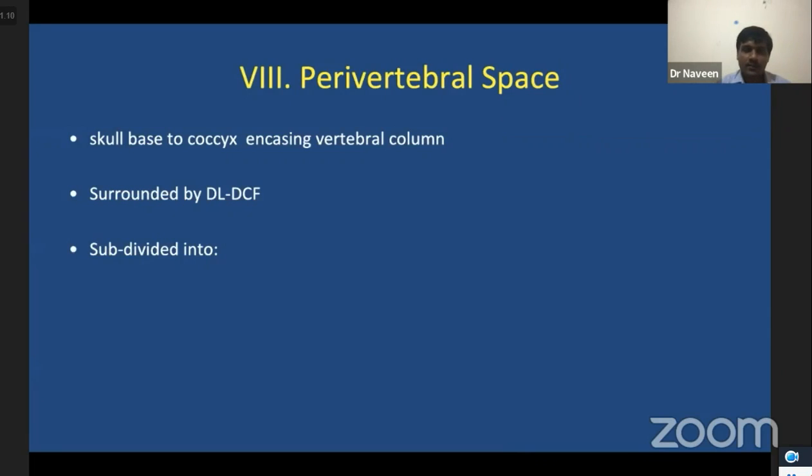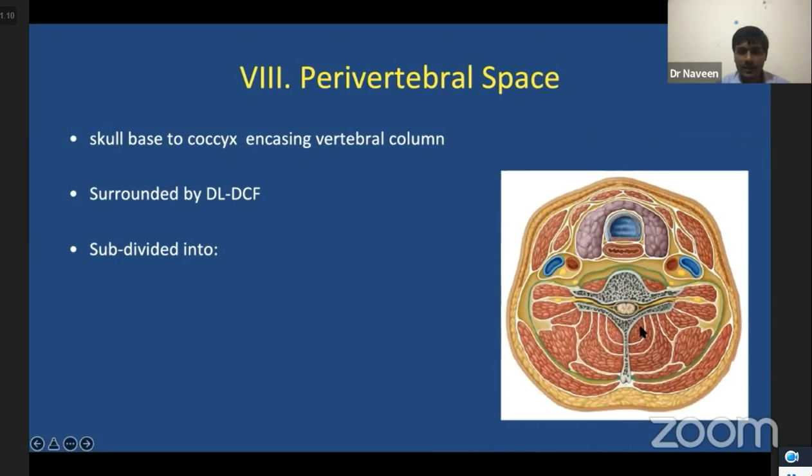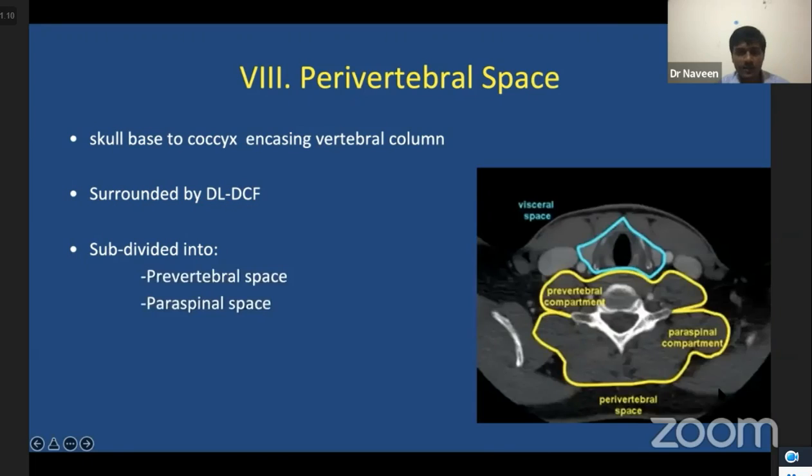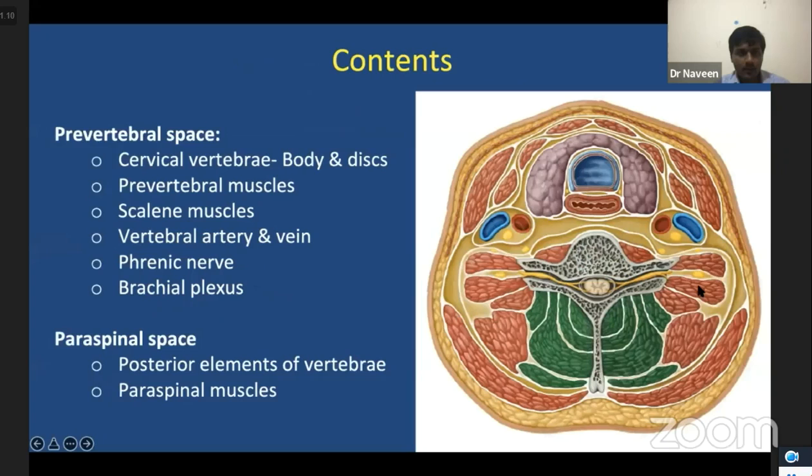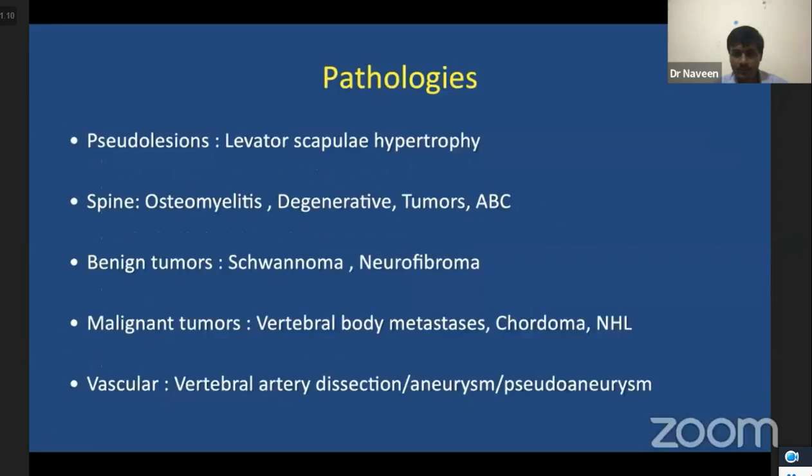Perivertebral space extends from the skull base to the coccyx, encasing the entire vertebral column. It is surrounded by a deep layer of the deep cervical fascia. It is subdivided into prevertebral space and paraspinal space. The prevertebral space encases the vertebral body and the prevertebral muscles like longus colli and scalene muscles. It also encases the vertebral artery and vein and two nerves, the phrenic nerve and brachial plexus. The paraspinal space encloses the posterior elements of the vertebrae as well as the paraspinal muscles.